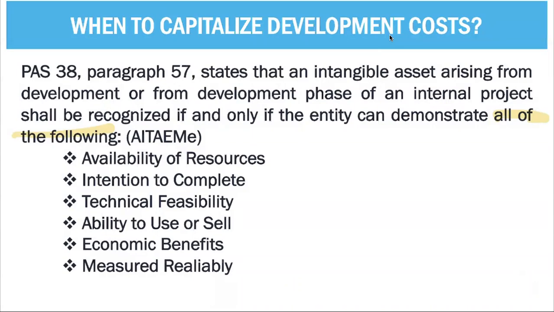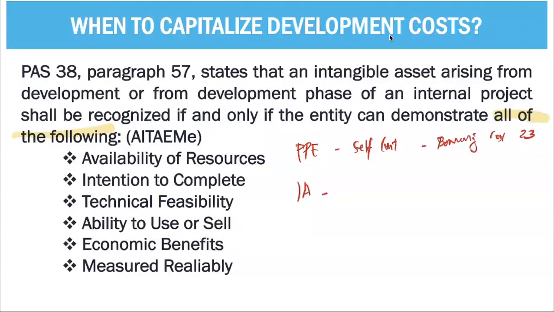And there must be economic benefits arising out of that, and those economic benefits can be measured reliably. So, ITIME, all of the following. Again, what is the rule? In PPE, we have your self-construction and we look into your borrowing costs under PAS 23.